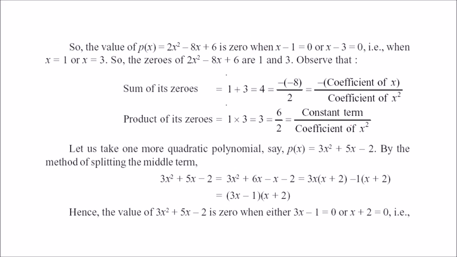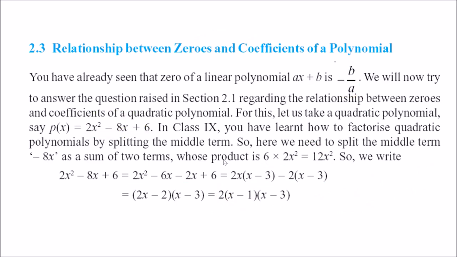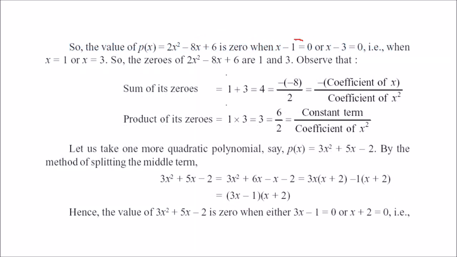2 cannot be 0. Let me tell you, 2 cannot be 0. So for zeros, either x minus 1 has to be 0 or x minus 3 has to be 0. So the solution would be x equal to 1 and x equal to 3, putting x minus 1 equal to 0 and x minus 3 equal to 0. So the zeros of this are 1 and 3.